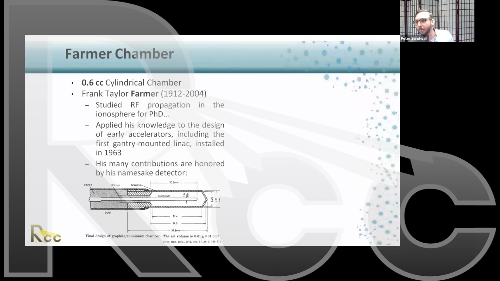What I like about this picture too is it shows the uncertainty in the air volume, 0.61 plus or minus 0.01. And that's important to remember. Not everything we do is perfect. There's always an uncertainty, and knowing and stating that uncertainty is really essential. He stated it right then and there, and that's why we have different calibration factors for the chambers, because there are slight variations in manufacturing.